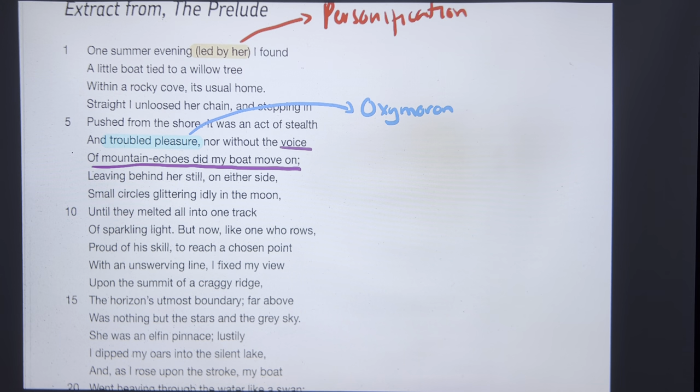"Leaving behind her track on either side, small circles glittering idly in the moon, until they melted into one track of sparkling light. But now, like one who rose proud of his skill." Guys, he is in the peak of his power. This guy thinks he is amazing. Just when he's on this boat and he is in his element, he is loving it, life is good.